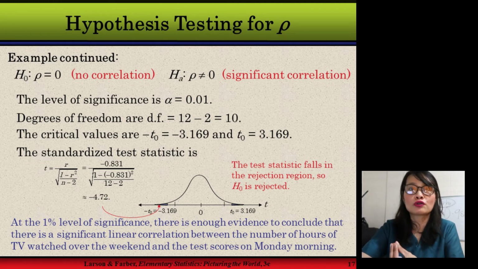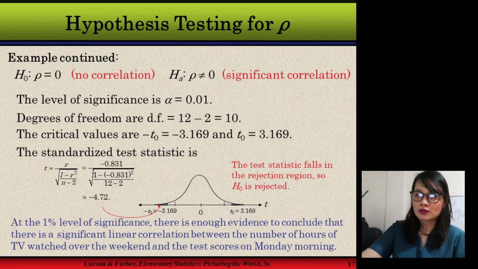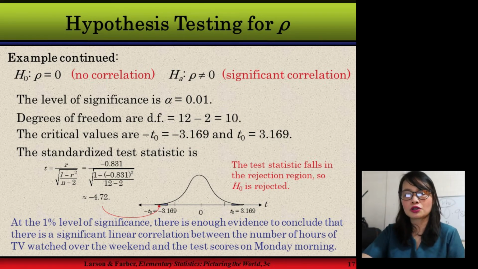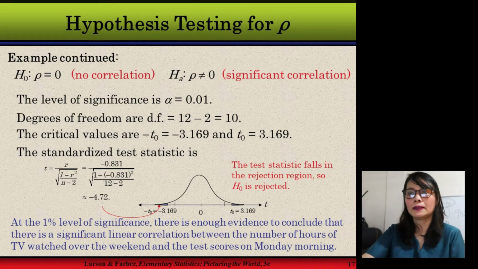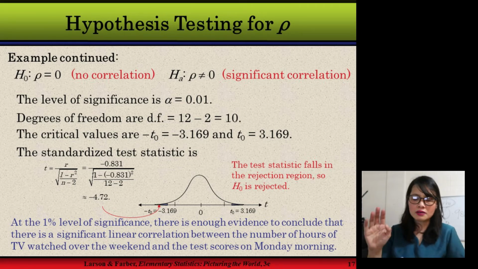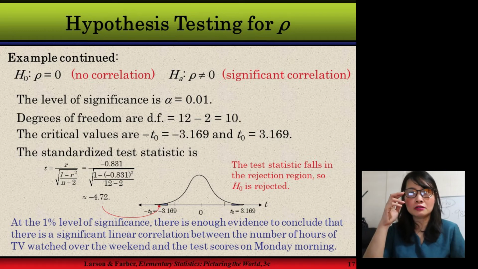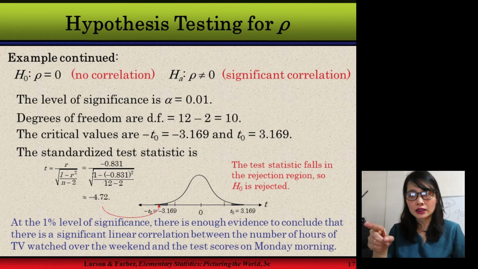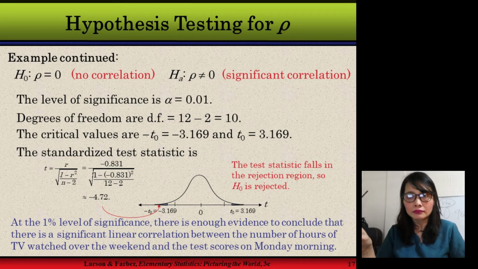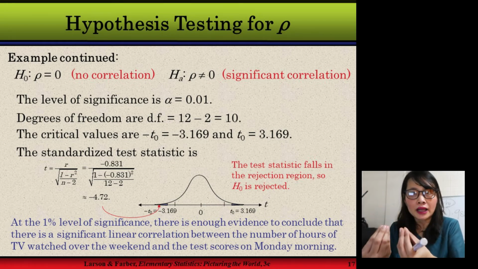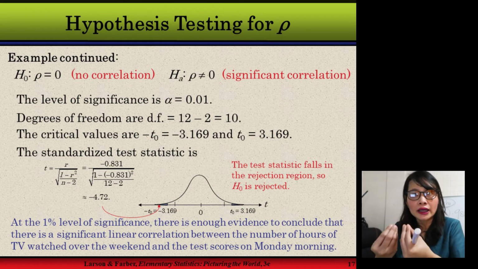In terms of significance, the level of significance is alpha 0.01. The degree of freedom is 12 minus 2, which is 10. And then the critical values are from negative 3.169 to positive 3.169. The question is, Miss, how do you get the critical values? Remember this test: if your HA is not equal, what test do we need to apply? We need to apply the two-tailed test.